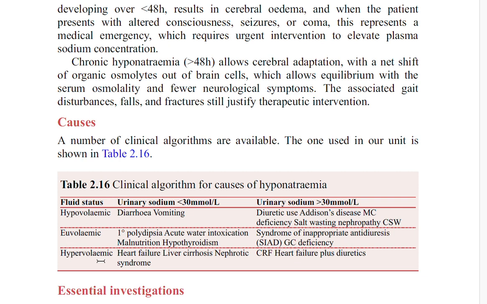And lastly, it is hypervolemic. Hypervolemic with urine sodium less than 30 could be due to heart failure, liver failure, or kidney failure, so liver cirrhosis or nephrotic syndrome in other words. While if urine sodium is more than 30 and the patient is hypervolemic, still the same causes: chronic renal failure, heart failure with or without diuretics.